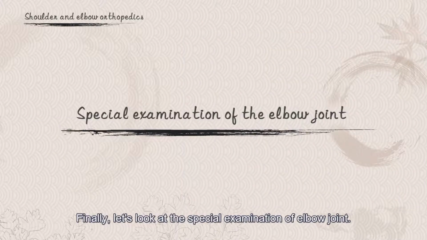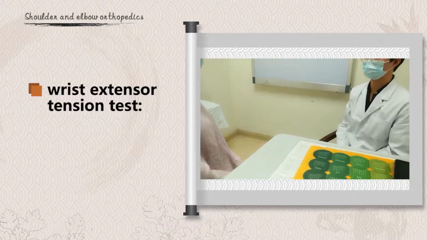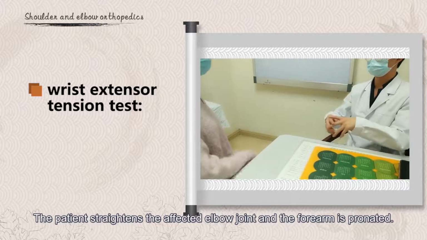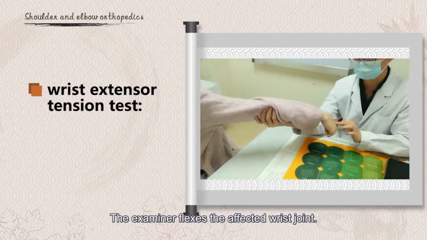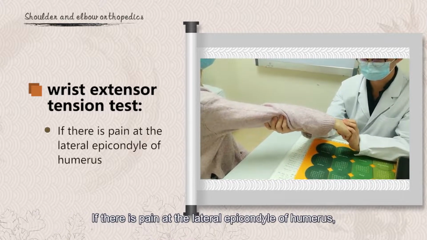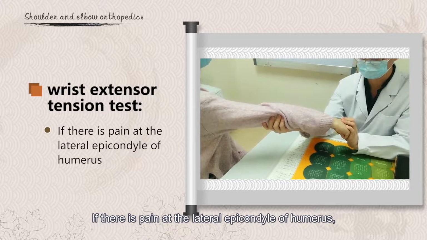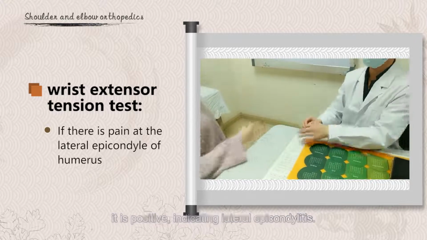Finally, let's look at the special examination of the elbow joint. First, the wrist extensor tension test. The patient extends the affected elbow joint and the forearm is pronated. The examiner flexes the affected wrist joint. If there is pain at the lateral epicondyle of the humerus, it is positive, indicating lateral epicondylitis.